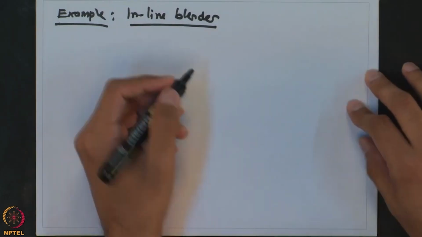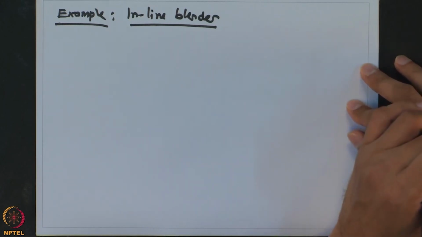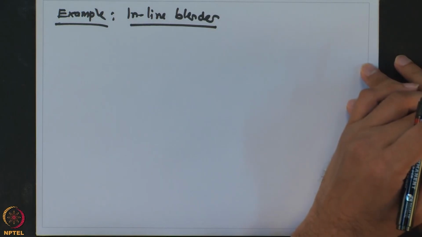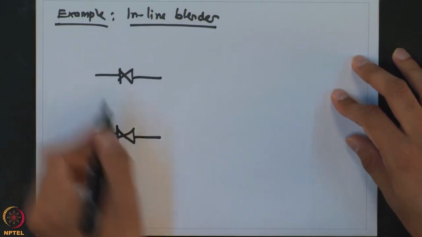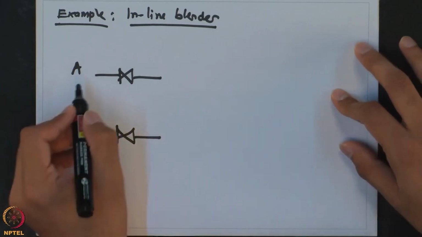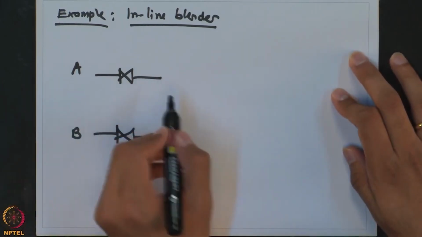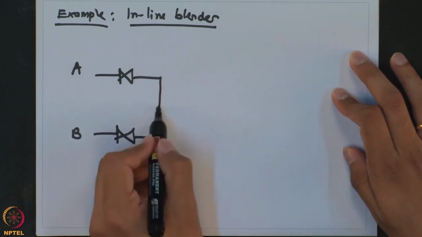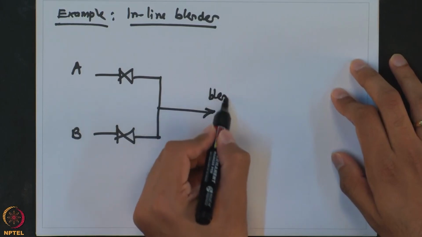A lot of times in our chemical industry, we have to mix two streams, and typically there is no mixer provided, but just two lines which mix together. So let us say you have two streams A and B which you have to mix to get the final blend.